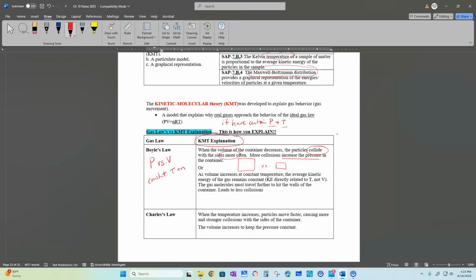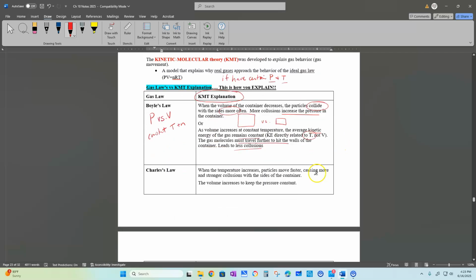On the flip side, if volume increases, so you go to a bigger box, the kinetic energy remains the same. And why? Because you didn't change temperature. It has nothing to do with volume. So the gas molecules must travel farther to hit the walls of the container, and that leads to less collisions. Okay? That's how you have to explain like a gas.